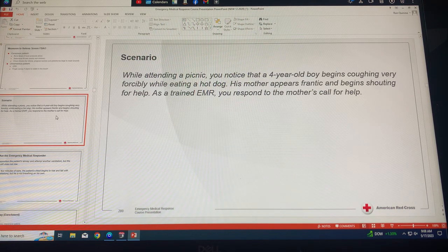Okay, next here we have a scenario, and this is in person. You guys know all of our scenarios are in person. While attending a picnic, you notice that a 4-year-old boy begins coughing very forcibly while eating a hot dog. His mother appears frantic and begins shouting for help. As a trained EMR, you respond to the mother's call for help. So look at the scenario here. This is another in-person scenario. Put this on the shelf and think about how you will respond to this.